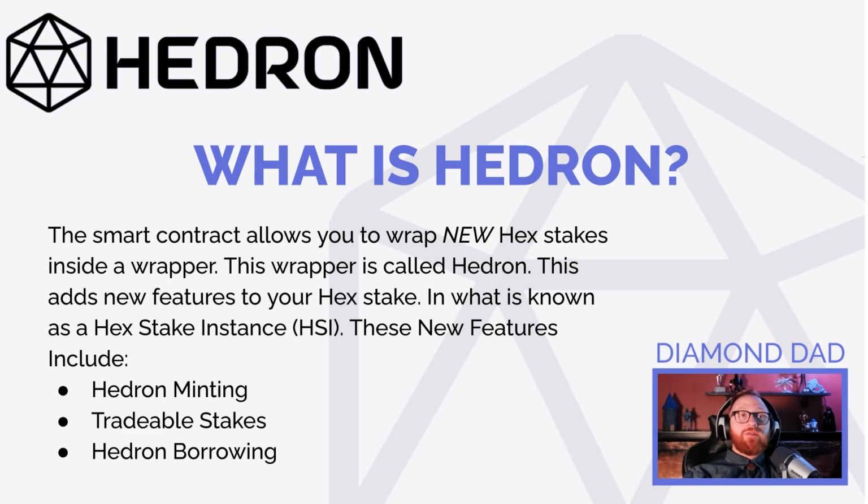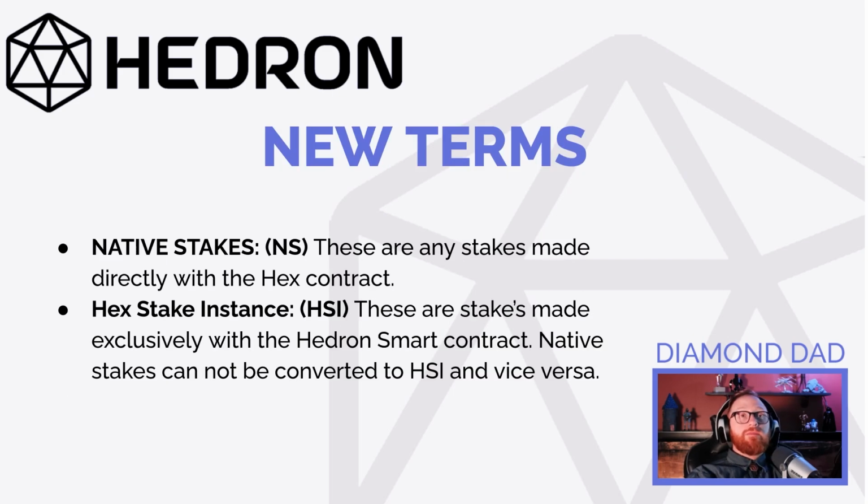New features include Hedron minting, tradable stakes, and Hedron borrowing. Some new terms that we need to be familiar with. First is native stake, or an NS. These are any stakes made directly with the hex contract. So any previous stakes that have been made, those are native stakes, or any stakes moving forward that don't use the Hedron contract. Those are going to be native stakes.